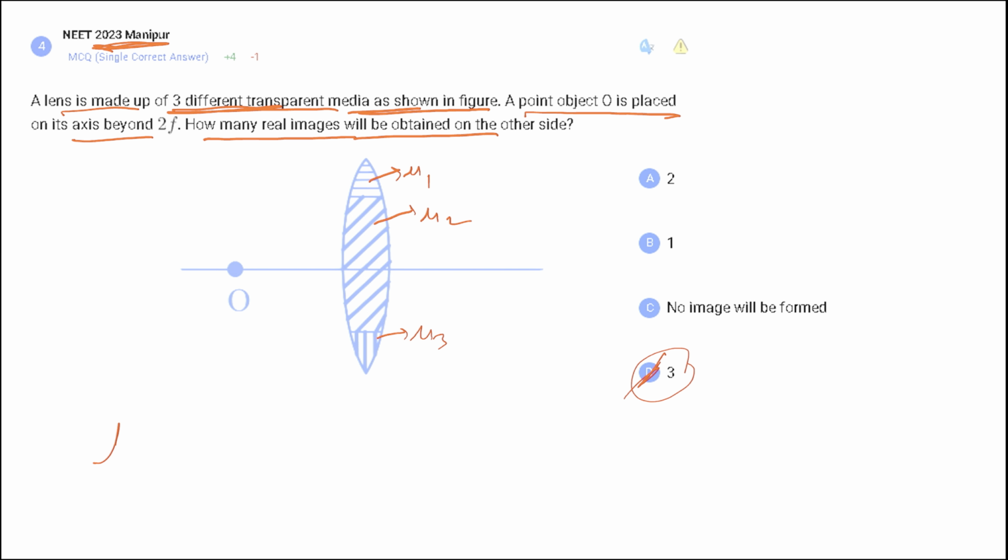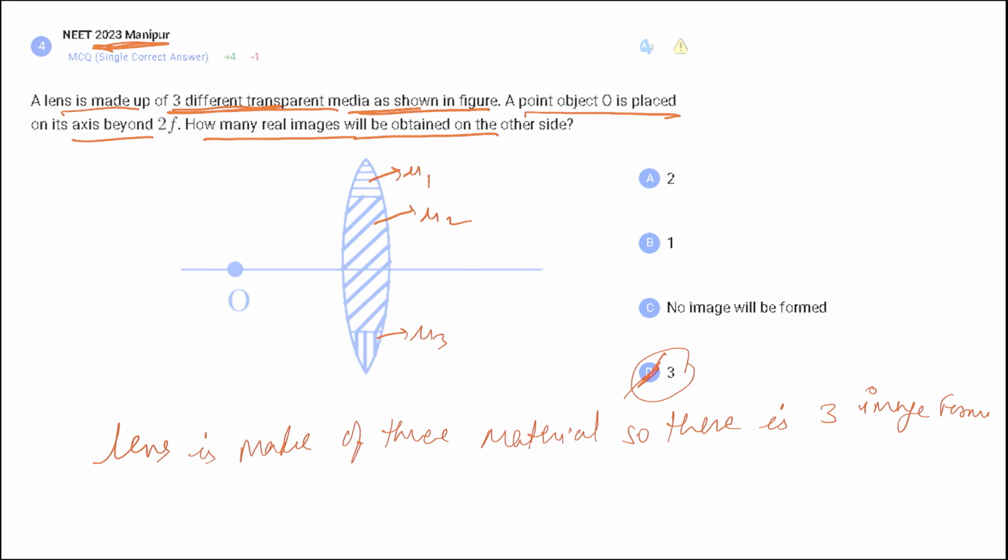Okay, so we can say that the lens is made of 3 materials, so there are 3 images formed. So how many materials are used here, how many colors are used here, according to that only the images are formed here. Okay, so these are the basic concepts.